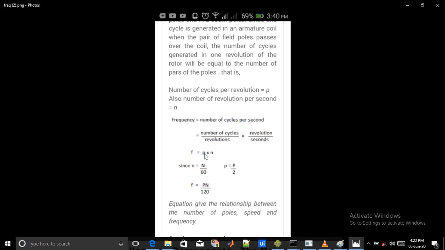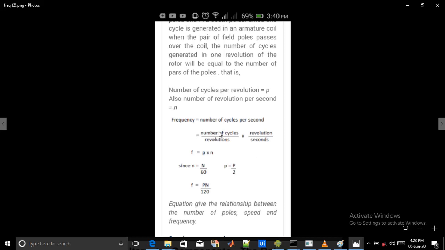But now our P is in relation to poles. You get the poles that we have depending on the arrangement, maybe salient or non-salient. So the relationship between the number of cycles per revolution and the poles is that you can only get the number of cycles per revolution based on the arrangement of the poles that you have, or the number of poles that you have. You get?